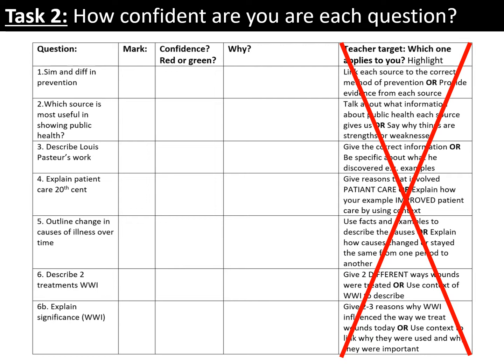Question 5 is our good old friendly outline question, and this time you're outlining what was causing illness. And then question 6A and B are all about World War I. 6A is to describe 2 features of treating the wounded, and 6B is always the same, explain why the environment was significant in how we treat wounded soldiers.